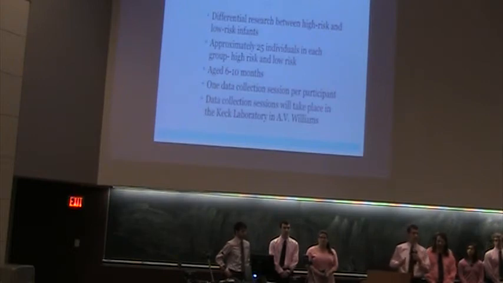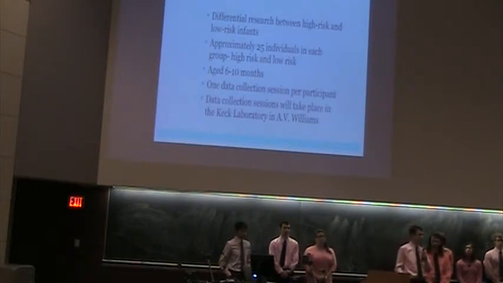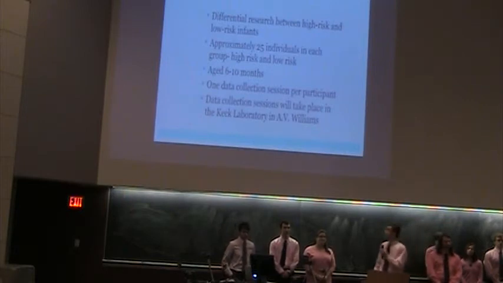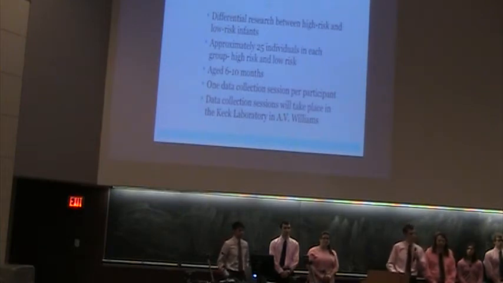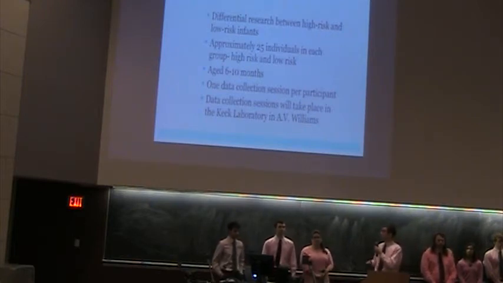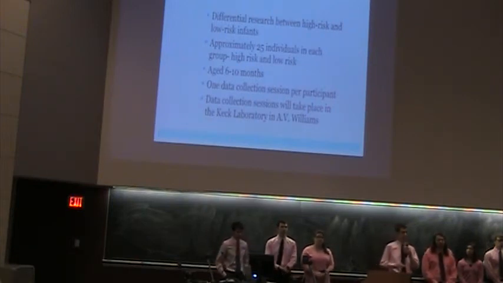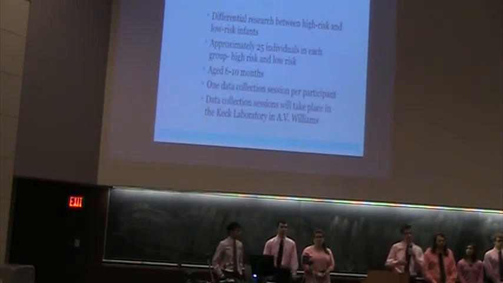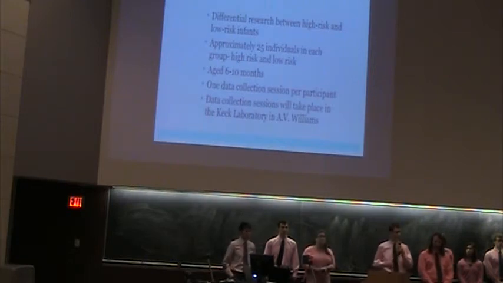So we're conducting differential research between infants at high risk and low risk for ASD. And we expect to recruit approximately 25 individuals for each group. So all of the infants will be aged 6 to 10 months, which is a fairly narrow developmental range. So age won't be a possible differentiator between the two groups. And also, we're looking to detect possible indicators that occur before the current diagnosis age of 18 to 24 months.